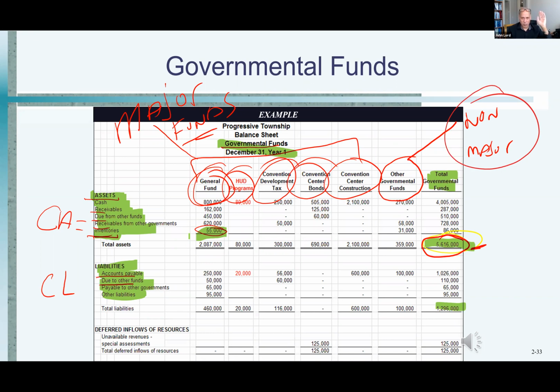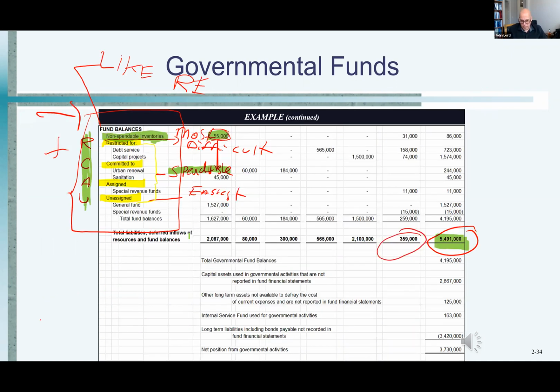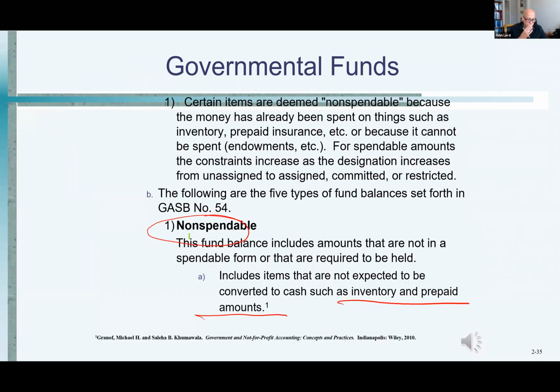Prepaids, non-spendable, okay? Now you come over and you have these other categories, which are spendable. We're going to go through and understand the nature of these things that make up the spendable category, which is restricted, committed, assigned, and unassigned. Let's first take a look at the non-spendable. Inventory and prepaids are the classic example of something non-spendable because it's not cash. It's money that's already been spent, right?